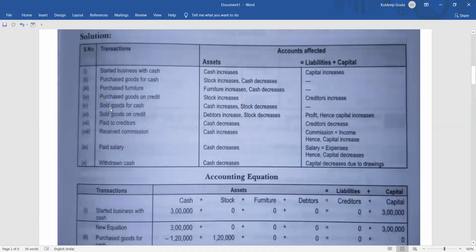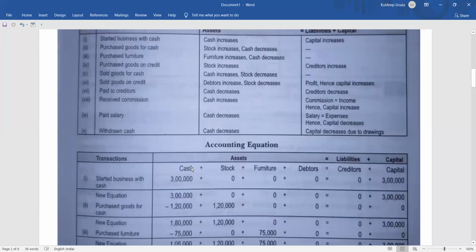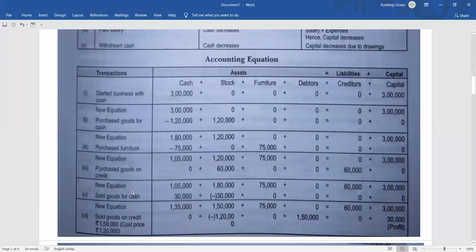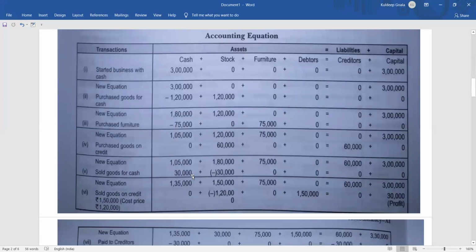So that is why we can see that sold goods, cash will increase and again stock will decrease. So no need to make this column. Okay, this is only for your understanding I'm showing. It is not required. Only this final column you have to prepare. So it will be sold goods for cash, added in the cash, because cash will come 30,000, and again stock is deducted 30,000.